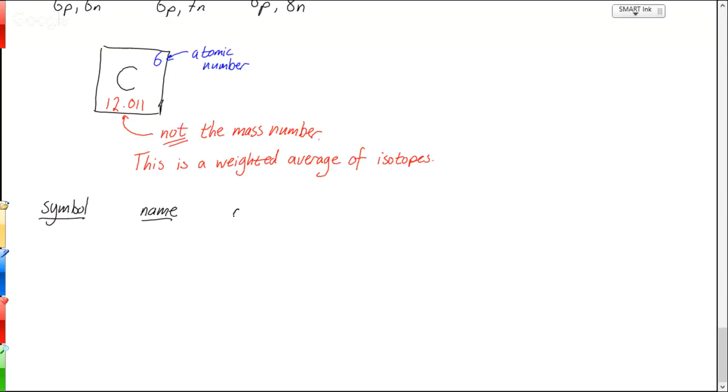So we want the symbol, the name, the atomic number, the mass number, and then the number of each of those particles. Protons, neutrons, and electrons. All right, so first we're going to go with 81Br. So then you can fill in the rest of those blanks.